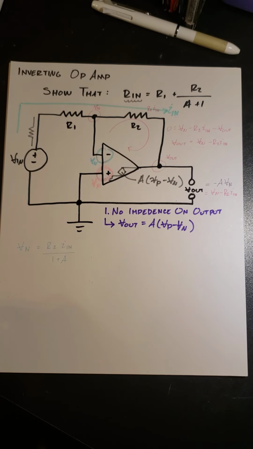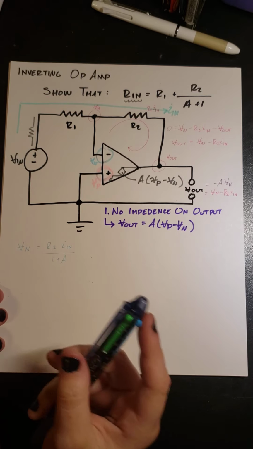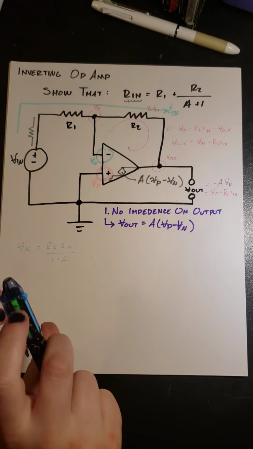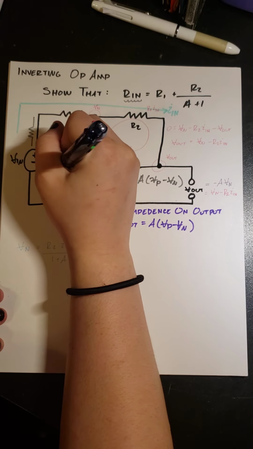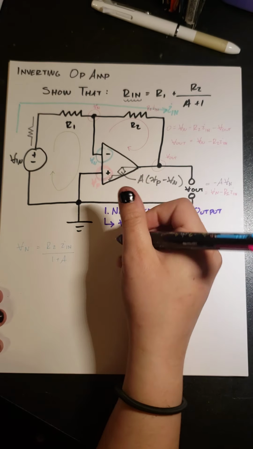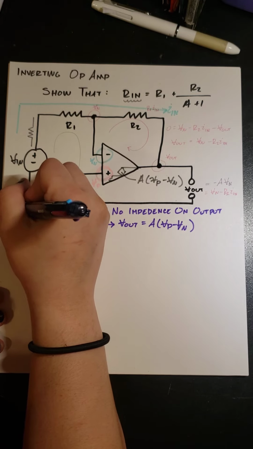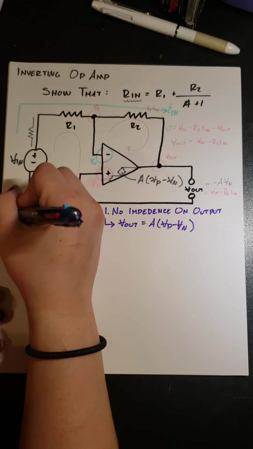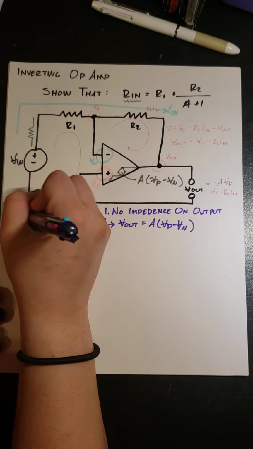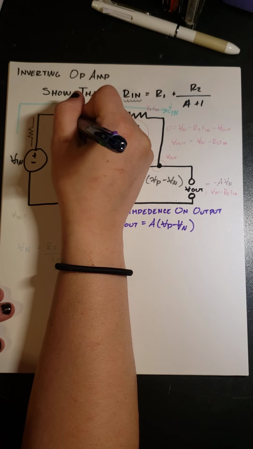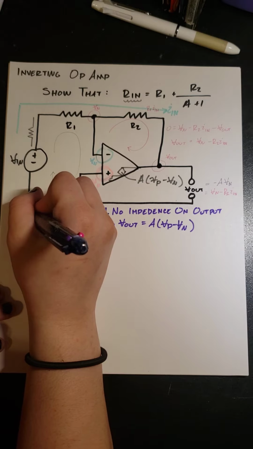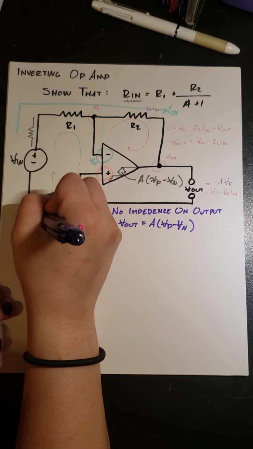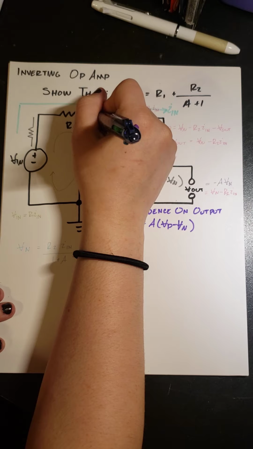So what are we going to do now? What we're going to do now is take a look at this loop. We're going to start at Vn, and we'll say Vn equals In R1In plus V neg.